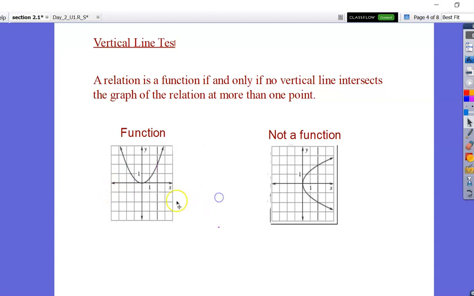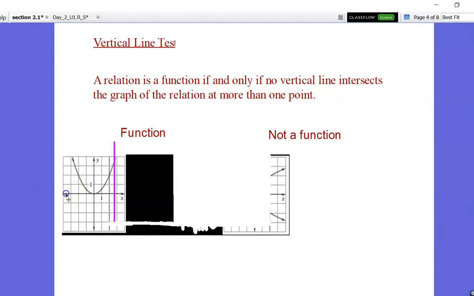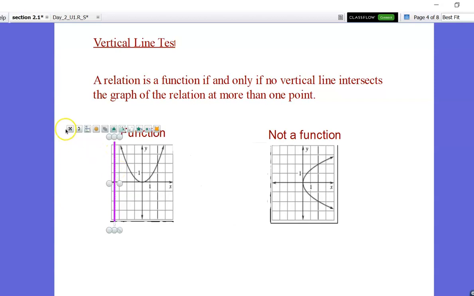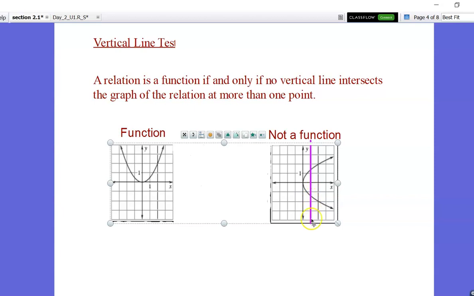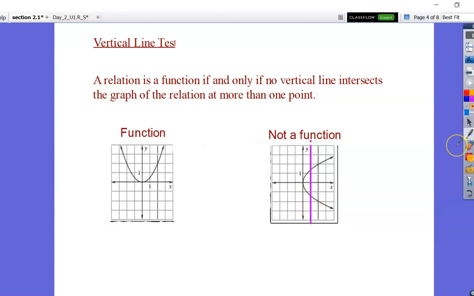Now if I slide to the graph on the right, I can see when I slide my purple line over the parabola that looks like it got turned sideways, even if I go out to the point 1, 1, the purple line is touching at about 1, 1.2, but then it's also touching at about 1, -1.2. So the purple line is touching the parabola here and here. Because of that, this is not a function. It did not pass the vertical line test.